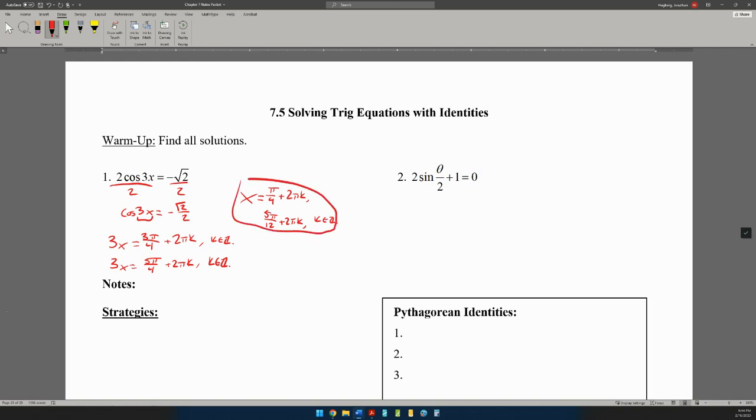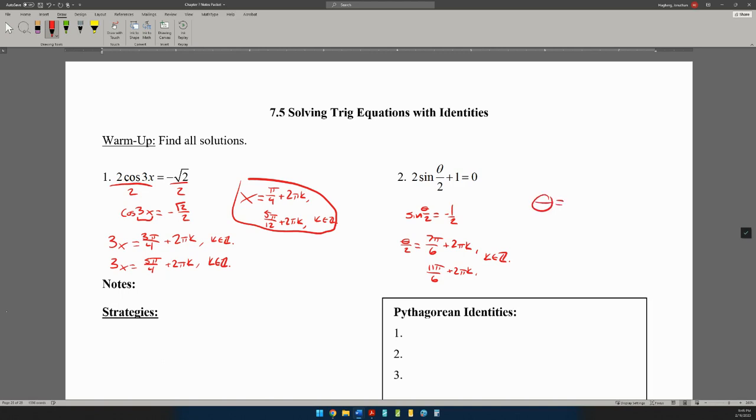Okay. Number 2, here we have 2 sine of half theta plus 1 equals 0. So to solve this, we subtract 1 from both sides and divide both sides by 2. We get sine of theta over 2 is equal to negative a half. And then we have to ask ourselves, where is the sine equal to negative a half? The answer, so half of theta, is equal to 7 pi 6 and 11 pi 6. And again, that's plus 2 pi k, where k is an integer. And then to get our solution, we have to multiply both sides by 2.